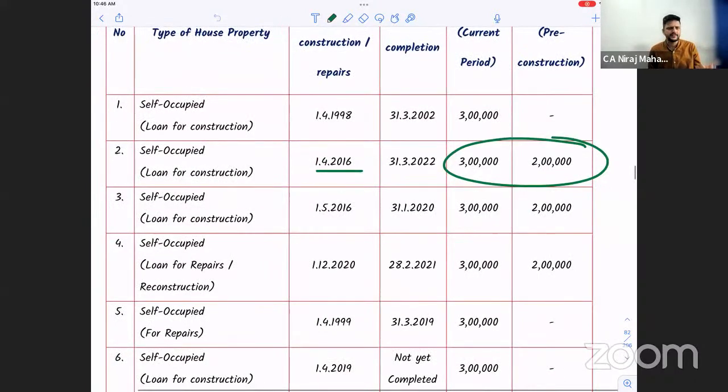Case 3 will be very easy. Tell me the final answer of deduction under 24B for case number 3.